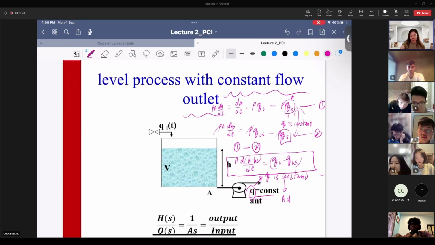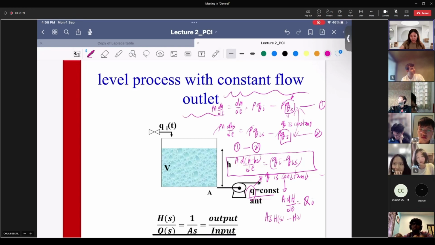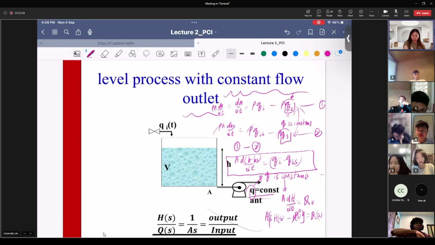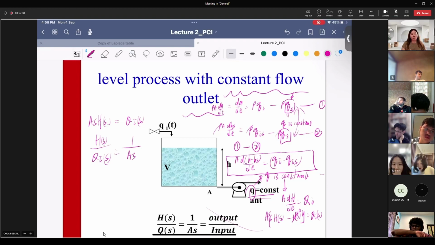You will change A dH over dt equals Q_i. When you Laplace transform both sides, you will get A[sH(s) minus H(0)] equals Q_i(s). The initial condition will be 0 for this one. Hence, you'll have A s H(s) equals Q_i(s). So when you rearrange output over the input, you'll have 1 over As as your final answer.